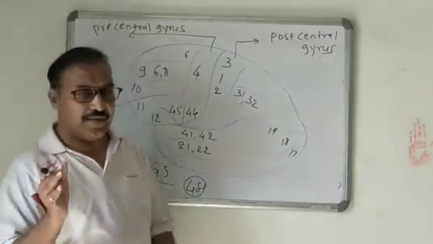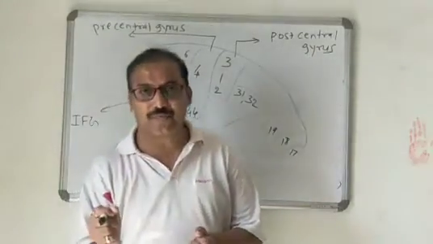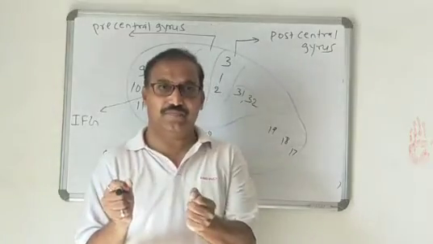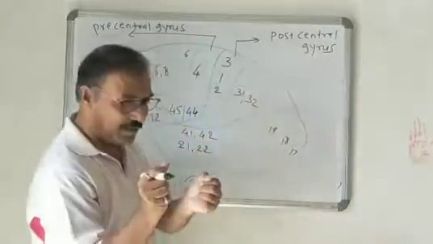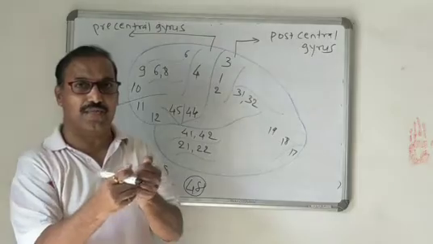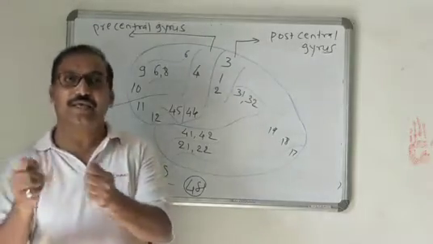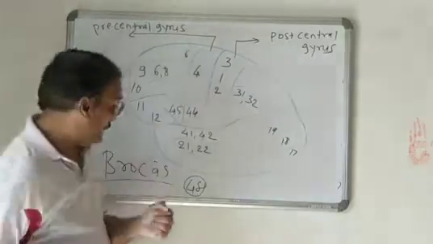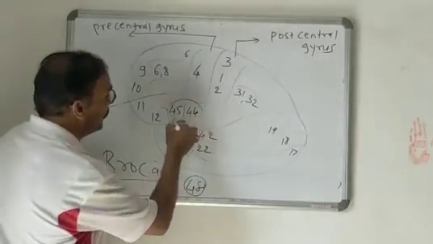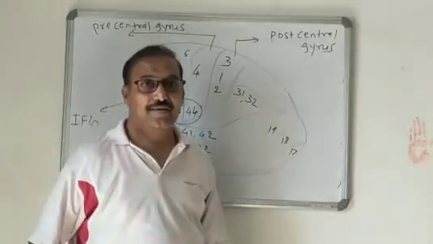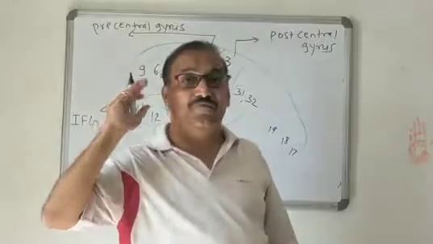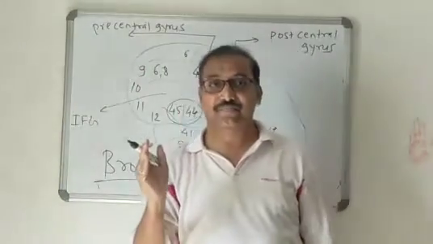Bilateral means the areas are present over the right hemisphere and left hemisphere. Here also we will find area numbers 9, 10, 11, here also 9, 10, 11, here also 3, 12, here also 3, 12. But these two areas are unilateral. It lies in only one part of the cerebrum.